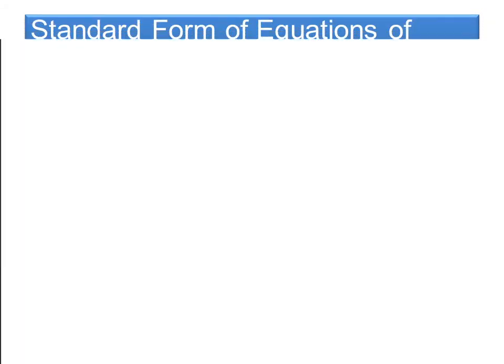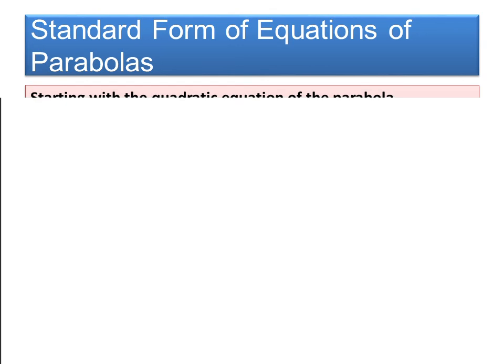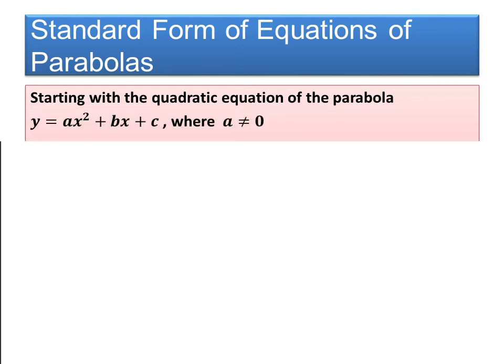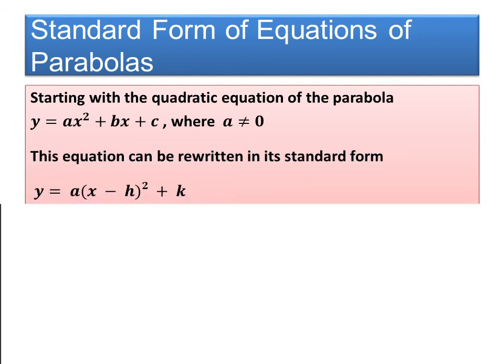Now let's present the standard form of equations of parabolas. We start with y equals ax squared plus bx plus c, where a, of course, is not equal to 0. This equation can be rewritten in its standard form, which is y equals a multiplied by x minus h all squared plus k.